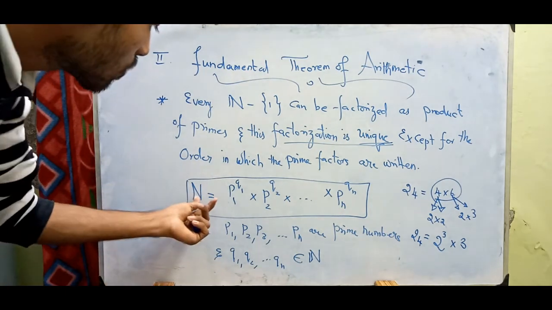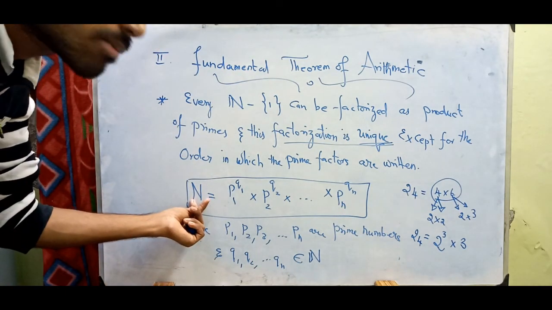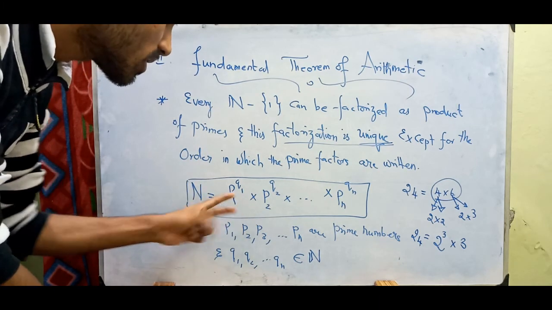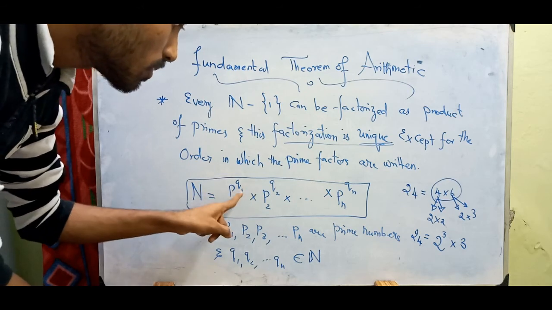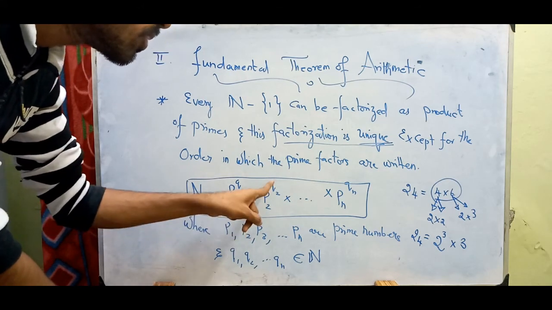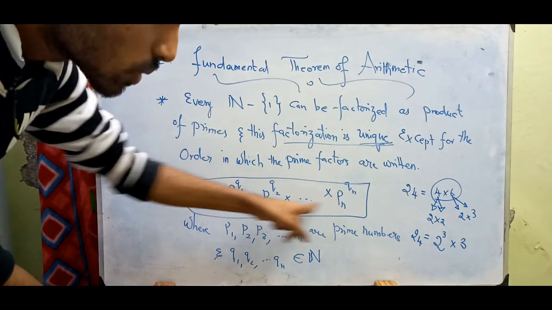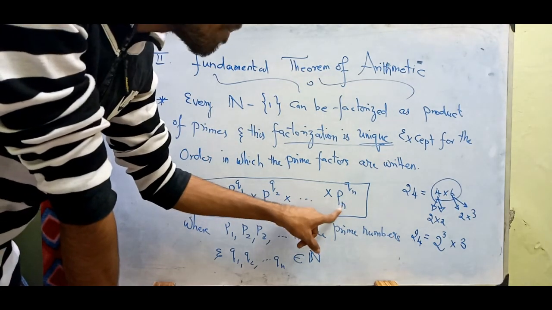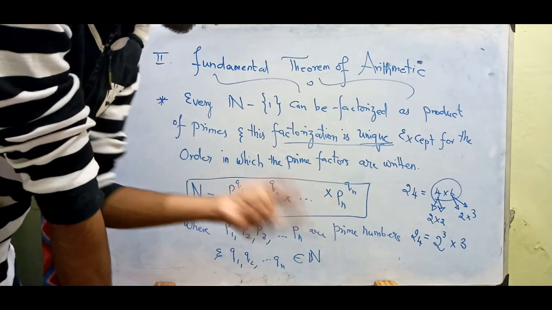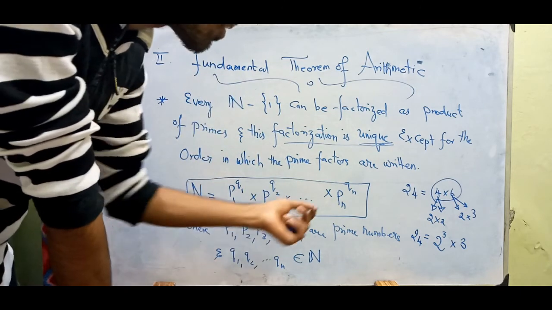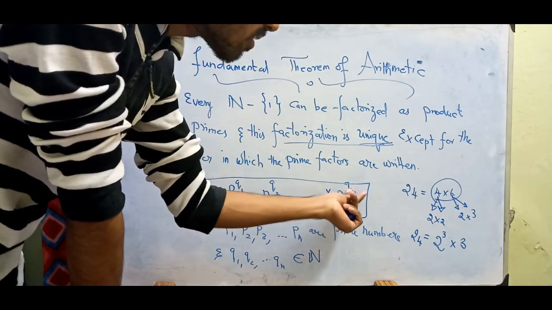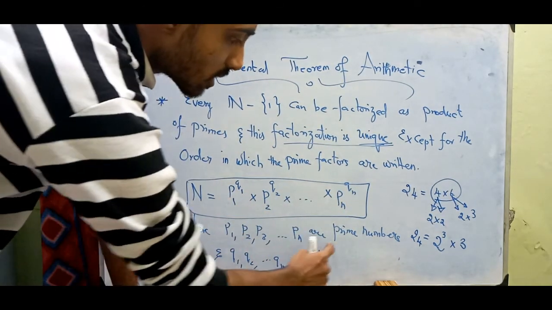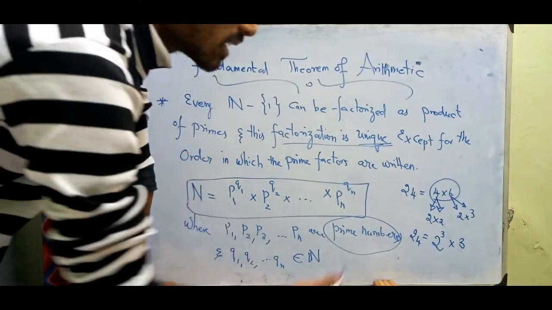See what it says here. N is a composite number. Always remember it is a composite number, a product of primes. So what do we have here? P1 raised to the power Q1, P2 raised to the power Q2, and so on. It is a product, so this cross is a product. Product means multiplication. So Pn, the nth term, in general we say nth term, it may be 100 or 1000, whatever you want you can keep. So Pn raised to the power Qn. Here P1, P2, Pn are prime numbers.